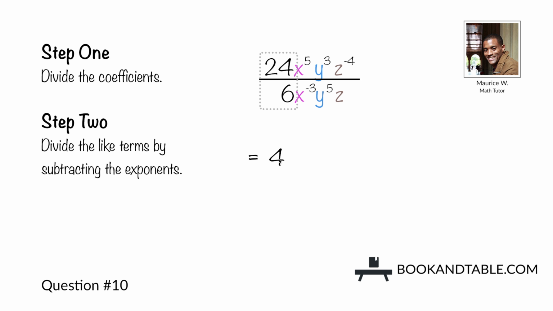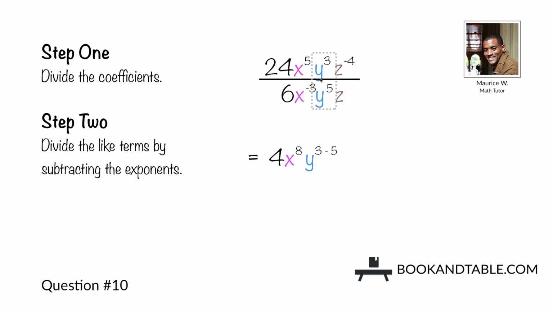Step 1, divide the coefficients. 24 divided by 6 equals 4. Step 2, divide the like terms by subtracting the exponents. x to the 5th divided by x to the negative 3 is equal to x to the 5th minus negative 3. Minus a negative results in 5 plus 3, which equals 8.